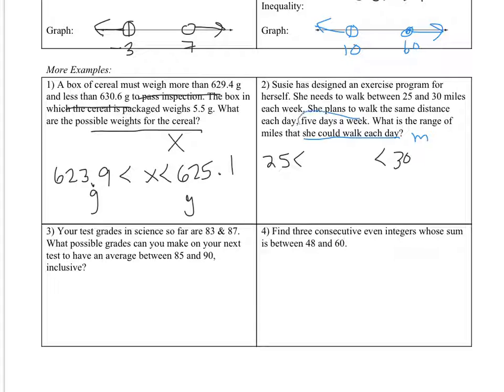So if she's walking 5 days a week, 5 times the number of miles that she walks is what she's going to walk in any given week. So the expression on the inside is 5m. To solve for m, what I'm going to do is divide each part by 5. So I have 5 is less than m is less than 6 miles a day. So she should walk between 5 and 6 miles a day.